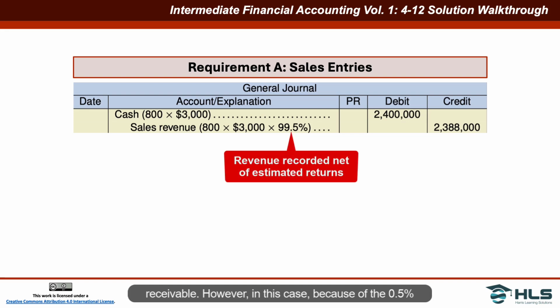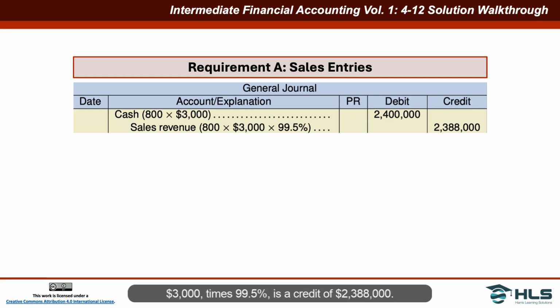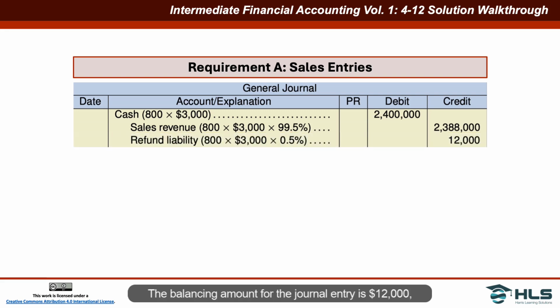However, in this case, because of the 0.5% estimated returns, we're only going to record 99.5% of the sales revenue. So 800 units times the selling price of $3,000 times 99.5% is a credit of $2,388,000. The balancing amount for the journal entry is $12,000, which will be credited to a refund liability account. And that calculation can be confirmed as 800 units times the selling price of $3,000 times the estimated 0.5% return rate.